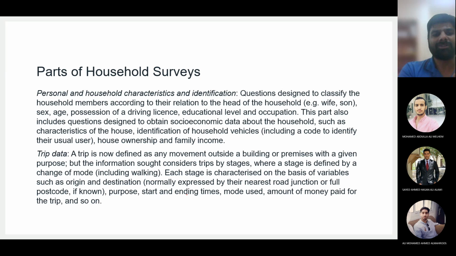Obviously, people in a palace don't answer household service, right? They are special. How many and what type of vehicles you have, who owns the house, and how much is the family income. All these are part of personal and household characteristics. Then we have trip data.